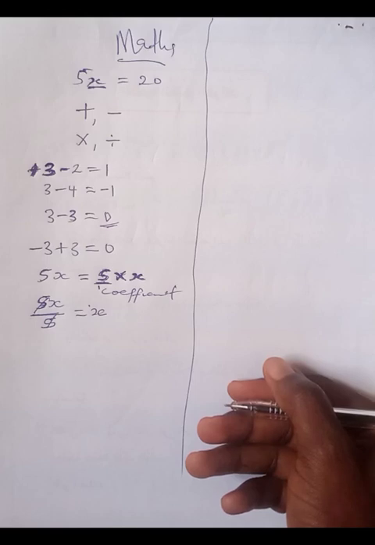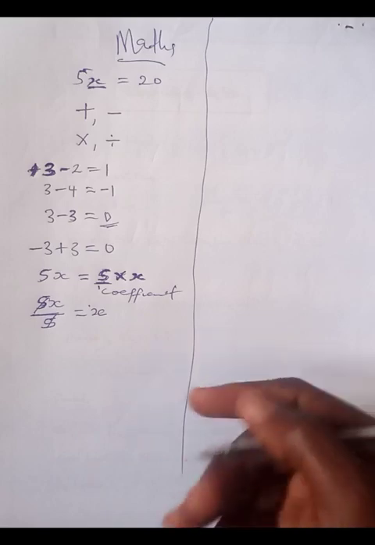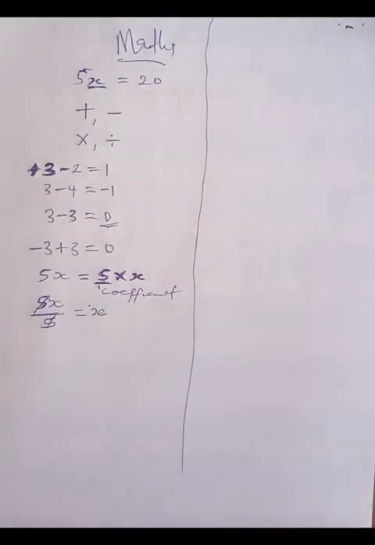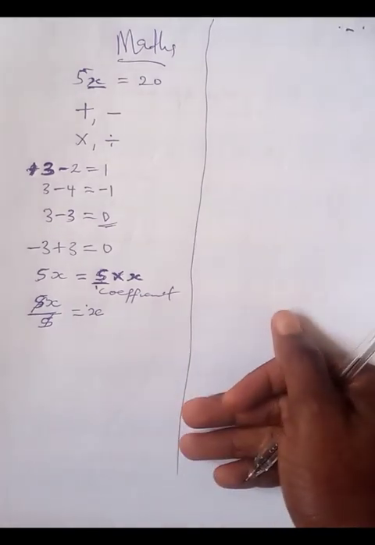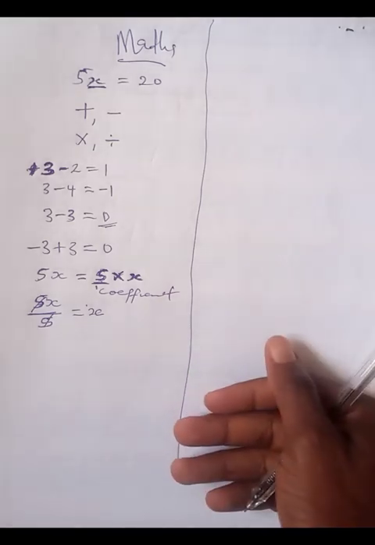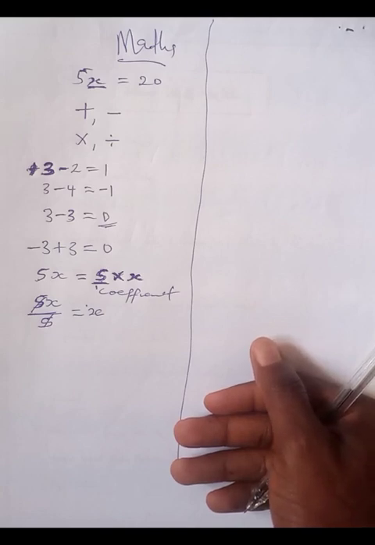So let me take the definition again. Inverse operations are pairs of mathematical operations that undo each other. You can see how plus undoes minus, minus undoes plus. How multiplication and division undo each other. So this is how inverse operations work. Are you getting it?